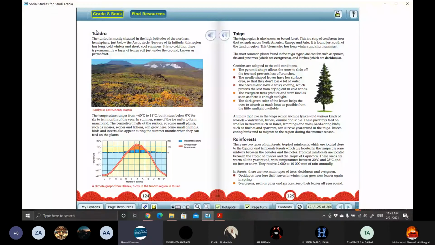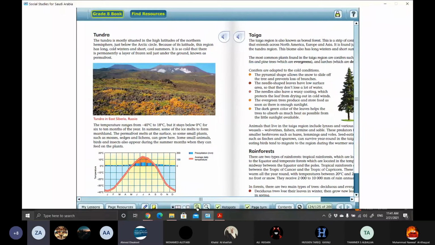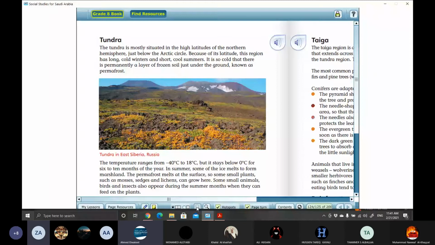So the third type is the tundra. What is the meaning of tundra? Teacher, do I read? Yes. Okay. The tundra is mostly situated in high latitudes of the northern hemisphere, just below the Arctic Circle. Because of its latitude, the region has long, cold winters and short, cool summers. It's so cold that there is a permanent layer of frozen soil just underground, known as permafrost.